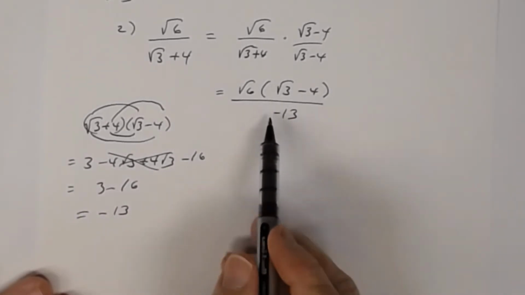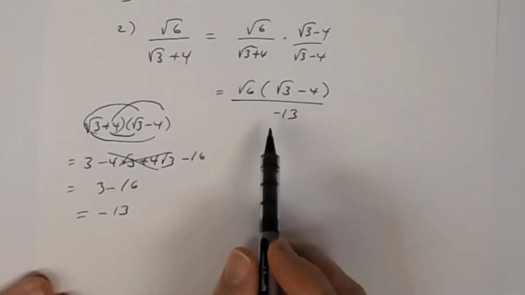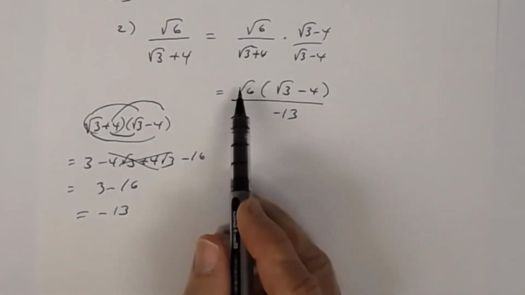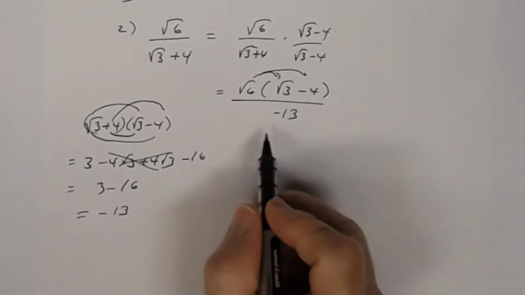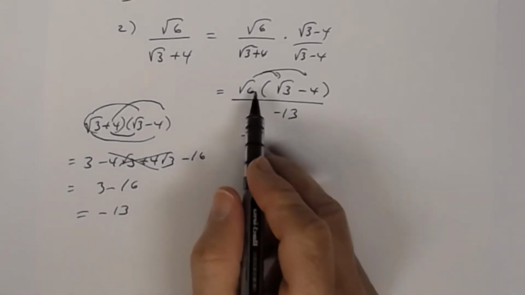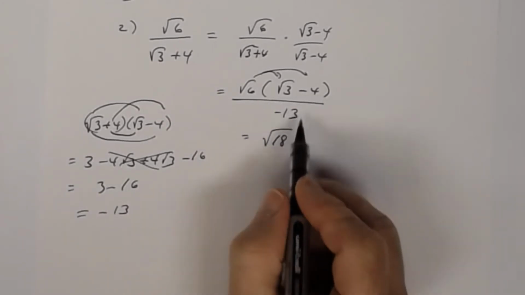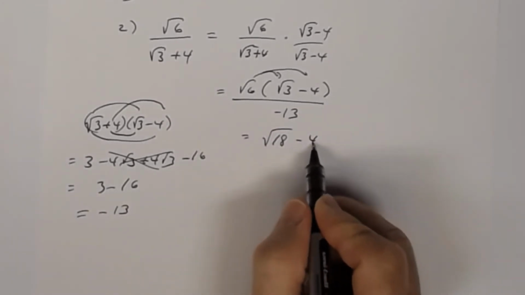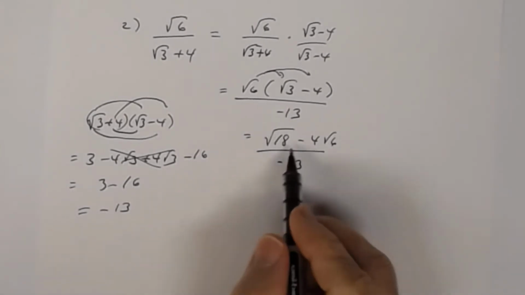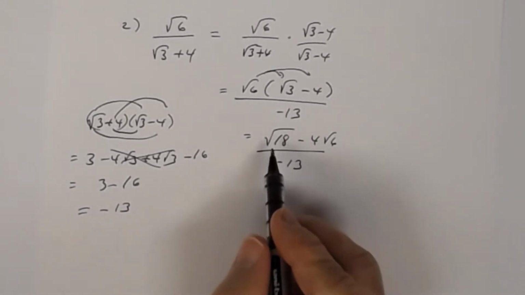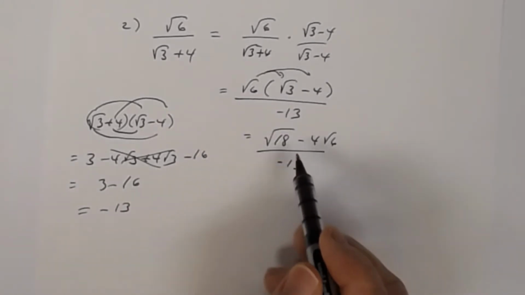Now notice I can't reduce this and this, because that's the square root of 6, and even if it wasn't square root of 6, I still couldn't reduce it. And so now you're just going to multiply. You're going to distribute. Now when you distribute, notice you get the square root of 6 times the square root of 3 is the square root of 18. And then minus the square root of 6 times 4 is 4 square root of 6, all divided by negative 13. Now you have to simplify the square root of 18. You've got to go further. If you stop there, you're not going to get all your points. You'll get most of them because you did quite a bit of work here.